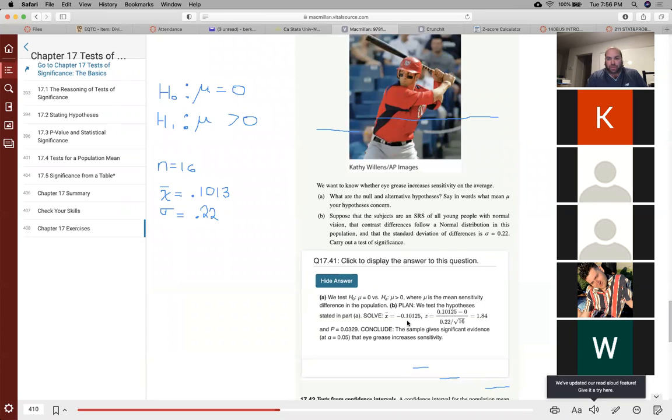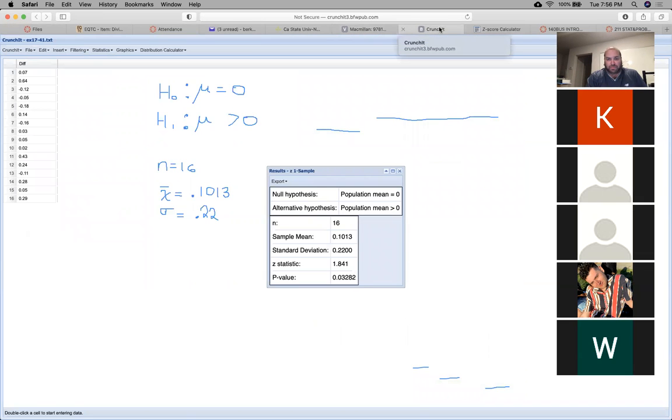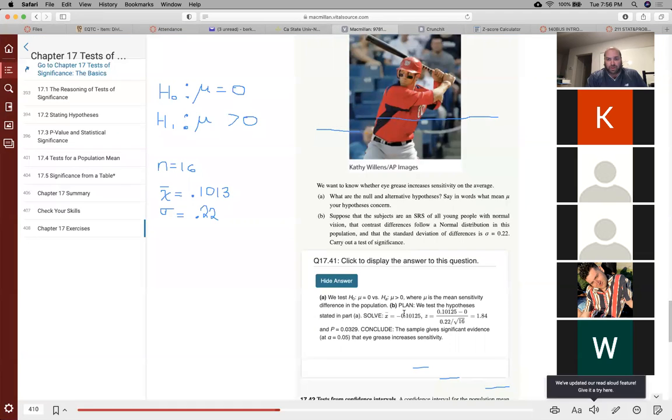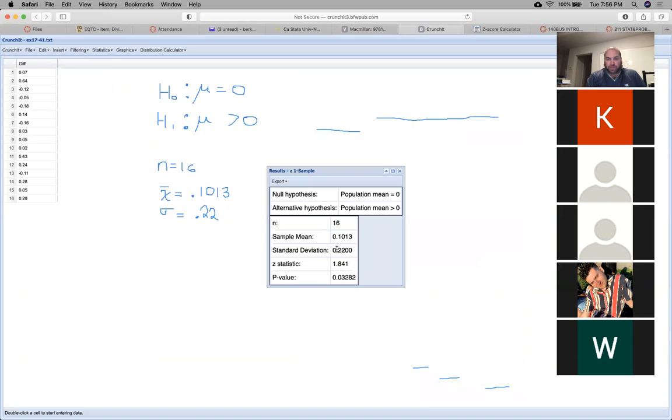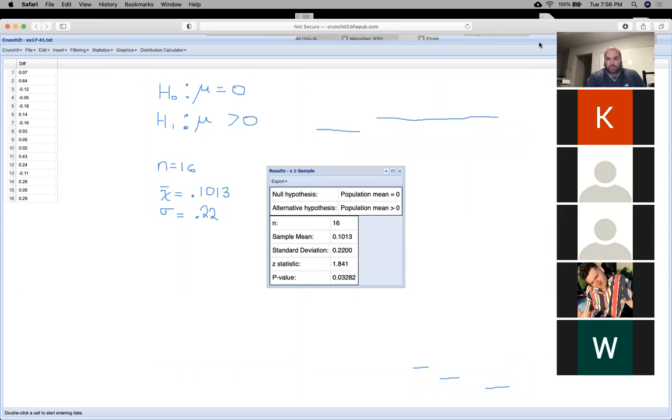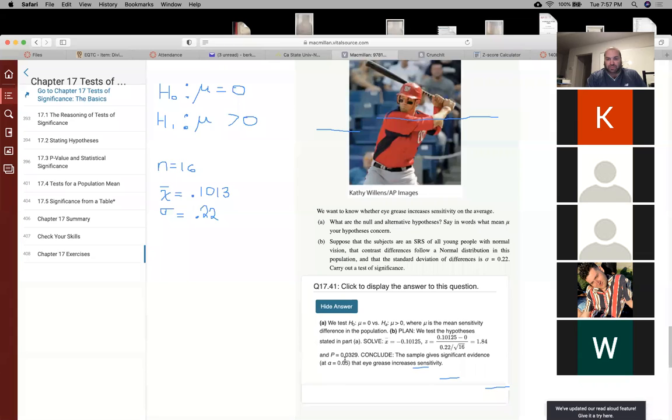Mu greater than 0. We test the hypothesis, X bar negative 0.10125. Well, that's not what we got, is it? We got positive, right? Oh, but look at that. It's a typo you can see because in the next step, they don't have a negative here. They just have positive. So this negative sign is a mistake. It should be positive. They get a Z statistic of 1.84, which is what we got here, and a p-value of 3%.